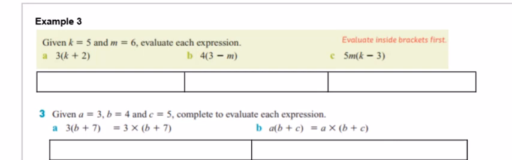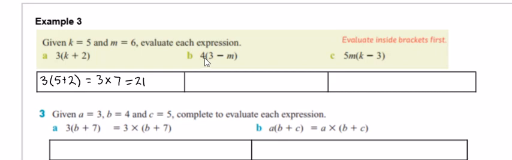Now example 3 says, given that k equals 5 and m equals 6, evaluate each expression. So let's do our substitutions first. We've got a 3 outside the brackets, and we've got to replace the k with a 5 plus 2. Now do brackets first. So then we have 3 times, what's in the brackets? Well, it's 5 plus 2, which is 7. So the answer's 21.